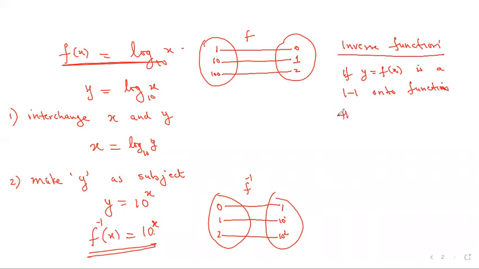Then its inverse function is denoted by f to the power -1 of x. So only one-one and onto functions have an inverse. Is it clear?